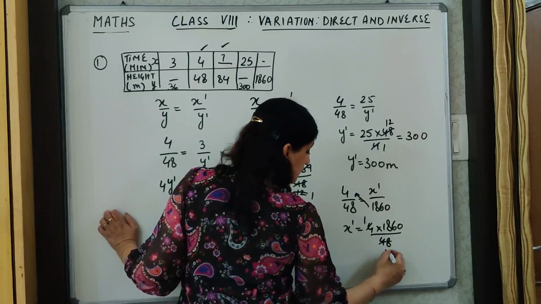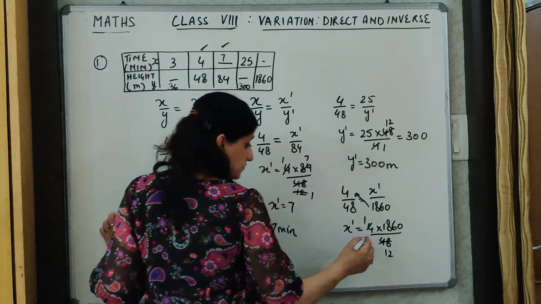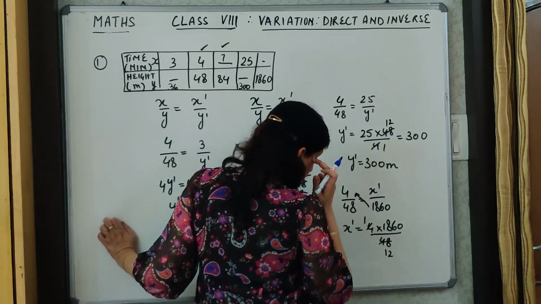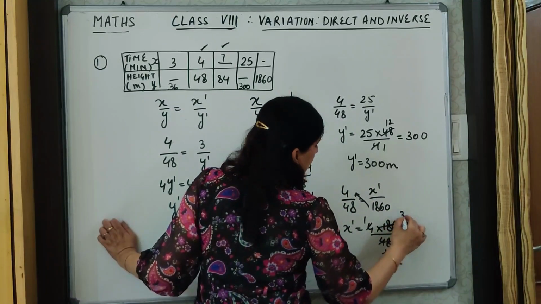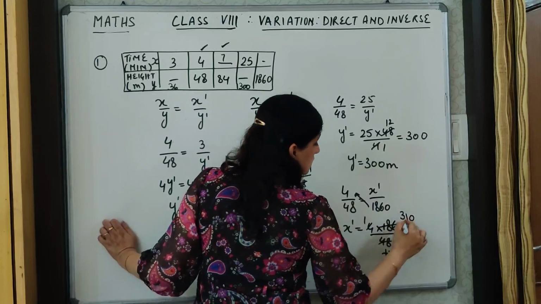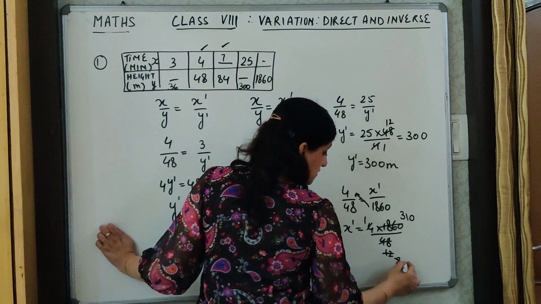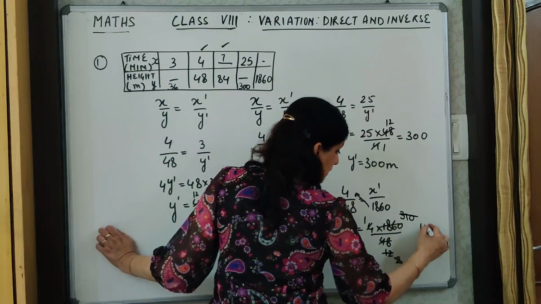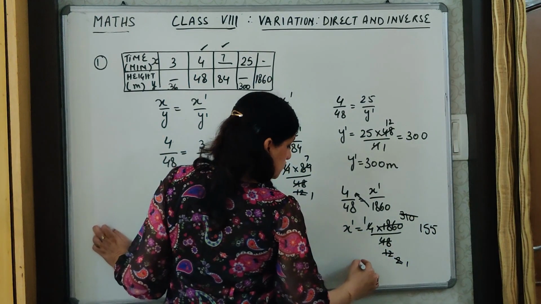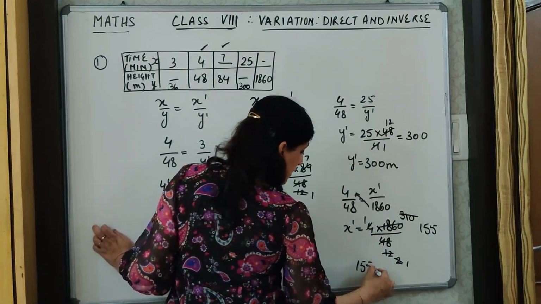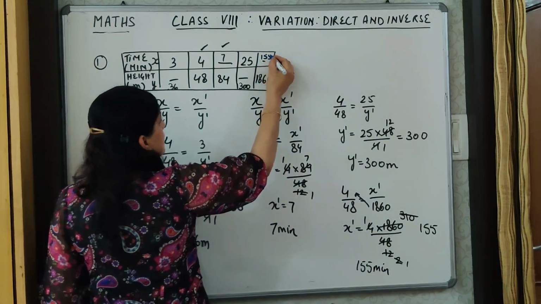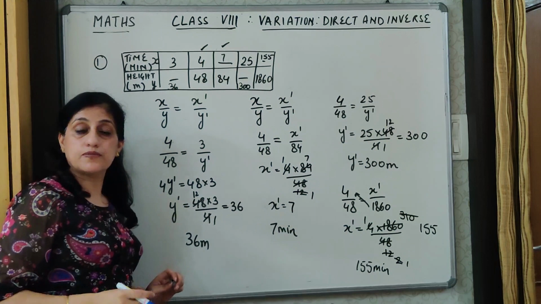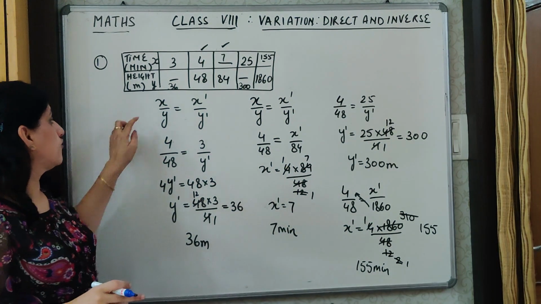4 ones are 4, 12s are. Now by the table of 12, I am cutting by 6, I get 2 over here and I get 3, 1, 0 over here. By the table of 2 again I get 155. So this will be 155 minutes. And I write it here, and you can see my table is completed by using that one simple formula.